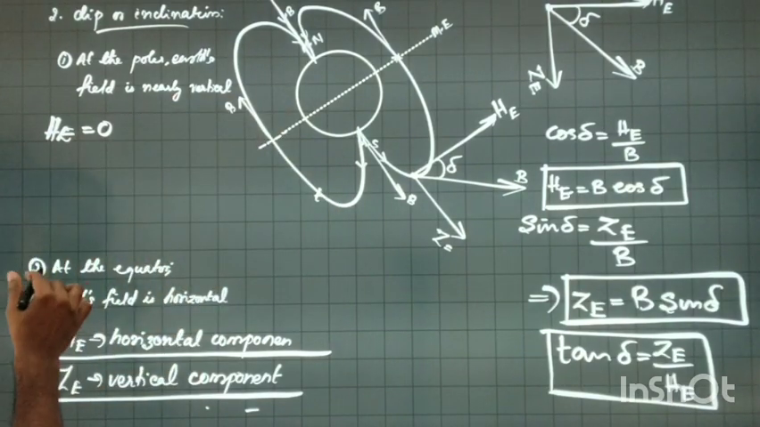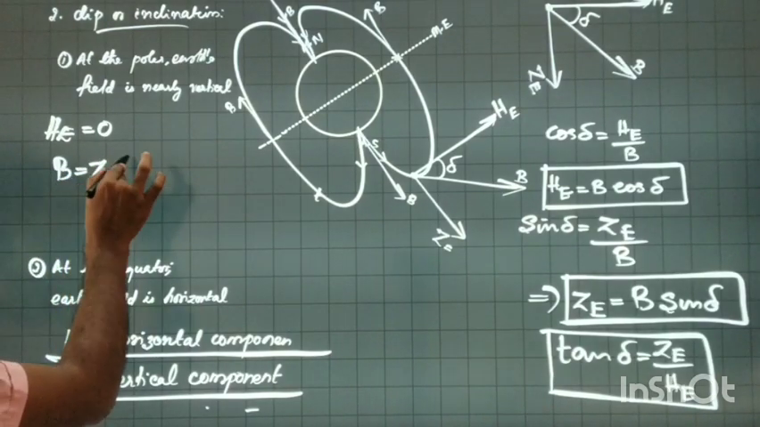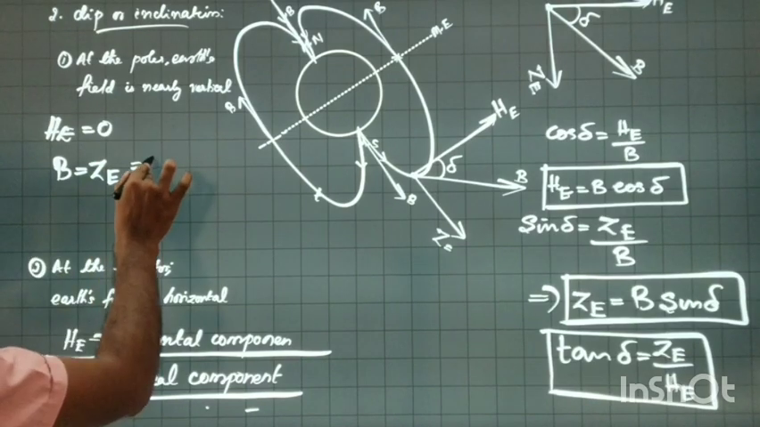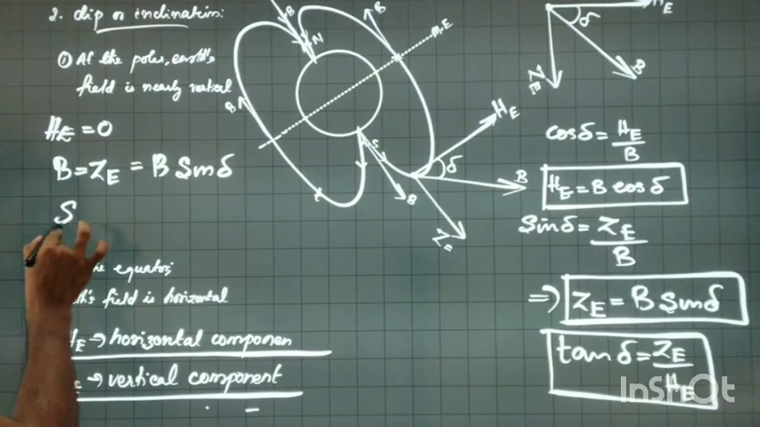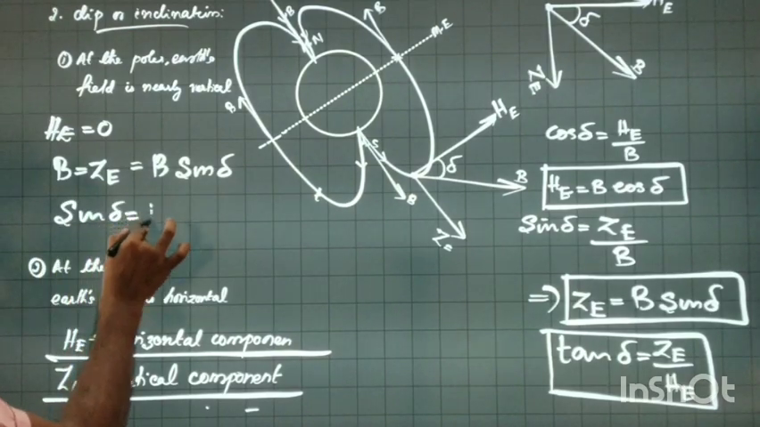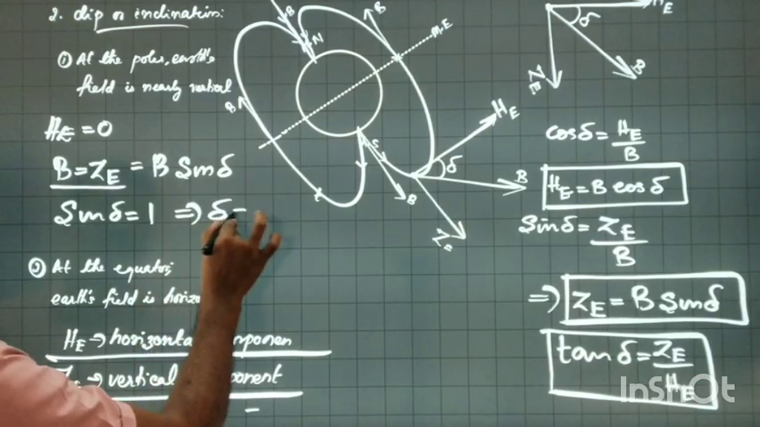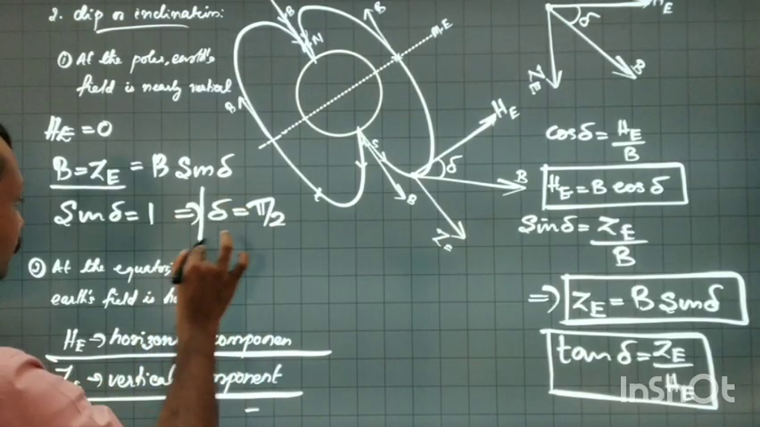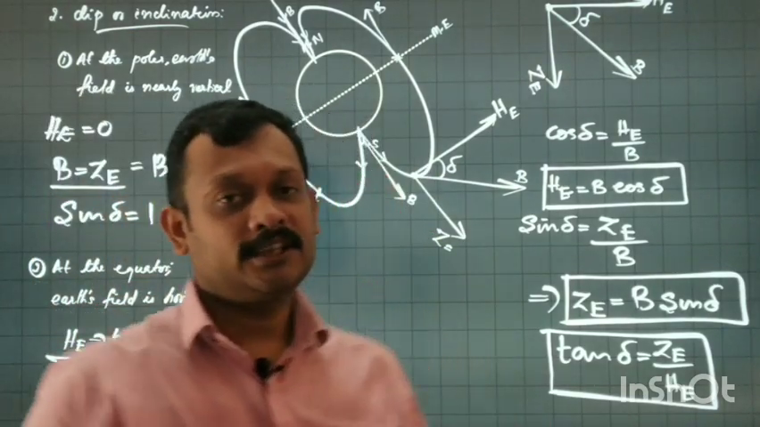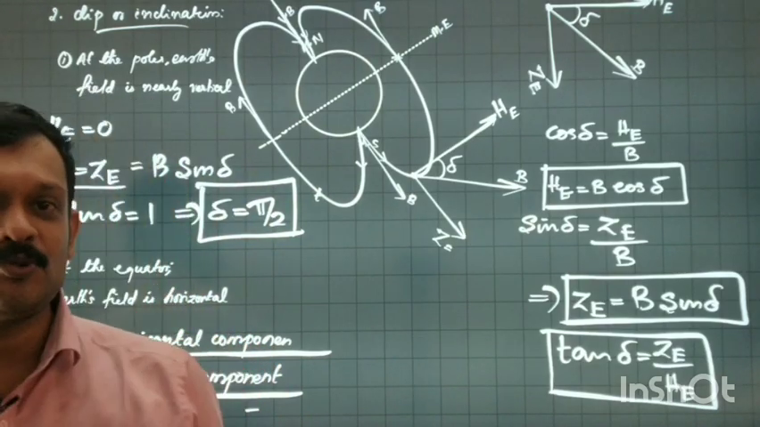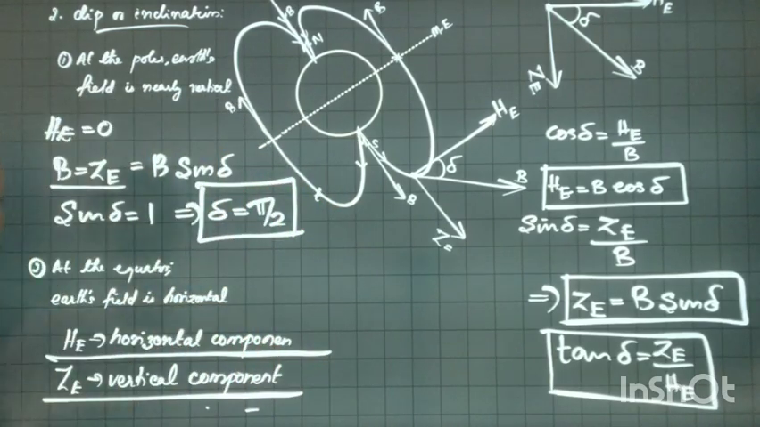Which implies B is equal to ZE, which is equal to B sin delta, right? Or sin delta is equal to 1 because Z is equal to B, which implies delta is equal to pi by 2. What does that mean? At the magnetic poles, the value of dip is pi by 2. At the magnetic poles, the dip angle is pi by 2.